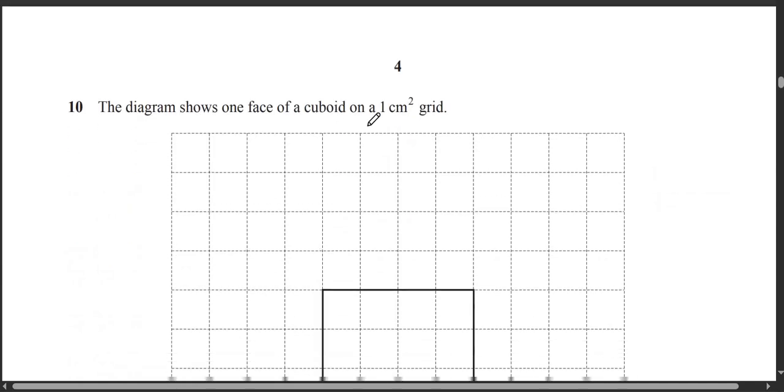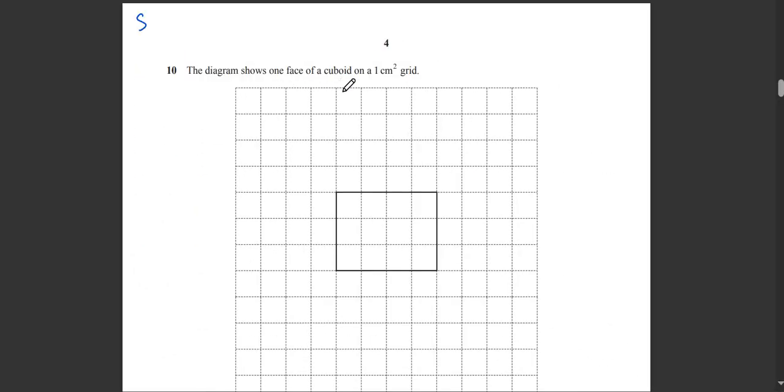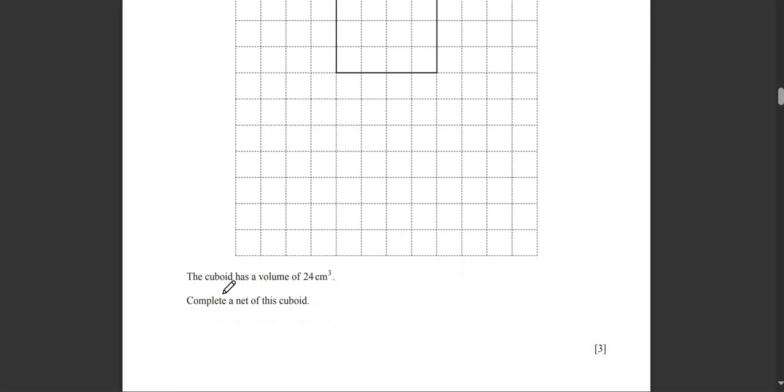All right, guys. Now, this question says that the diagram shows one face of a cuboid on a 1 centimeter square grid. The cuboid has a volume of 24 centimeter cube. Complete a net of this cuboid. So look, the volume of a cuboid is length into width into height. We already know the volume, which is 24. Length is how much, guys?